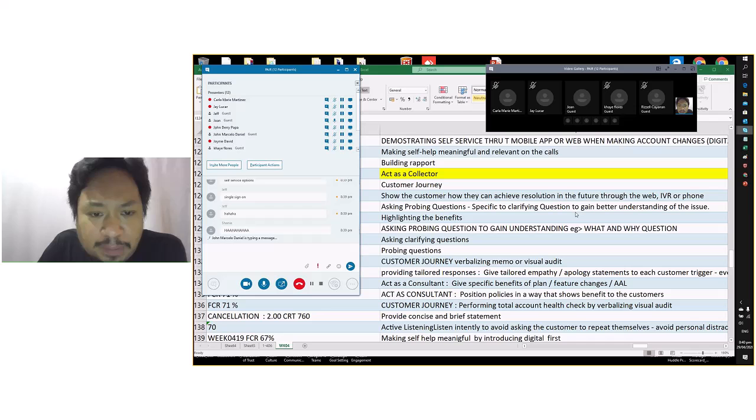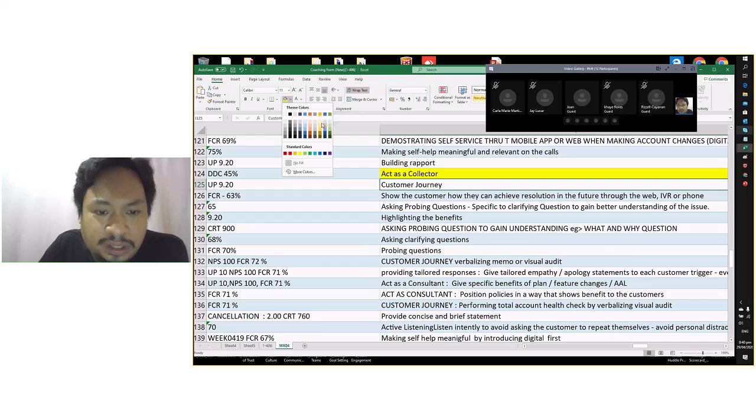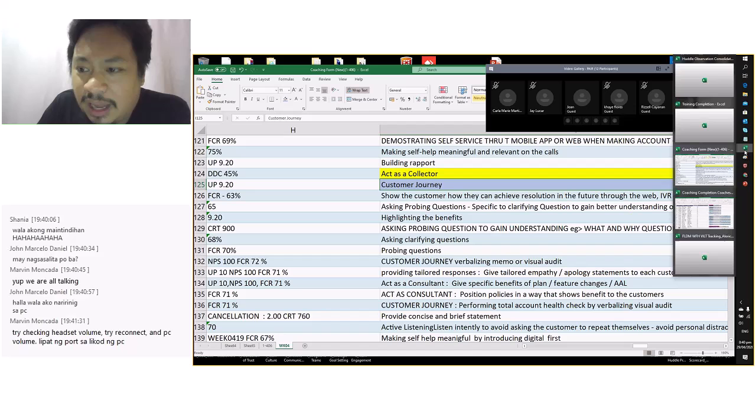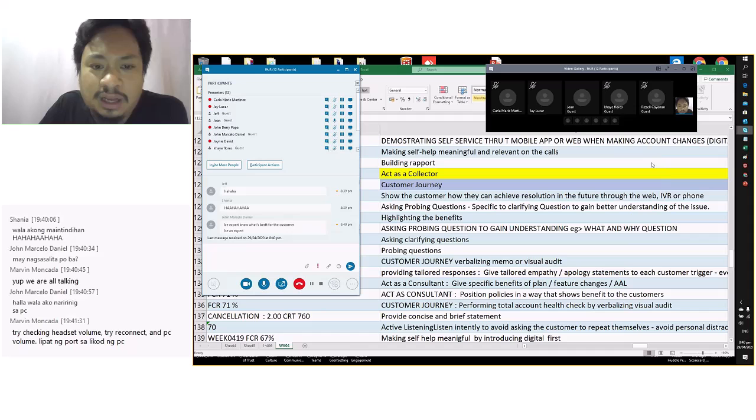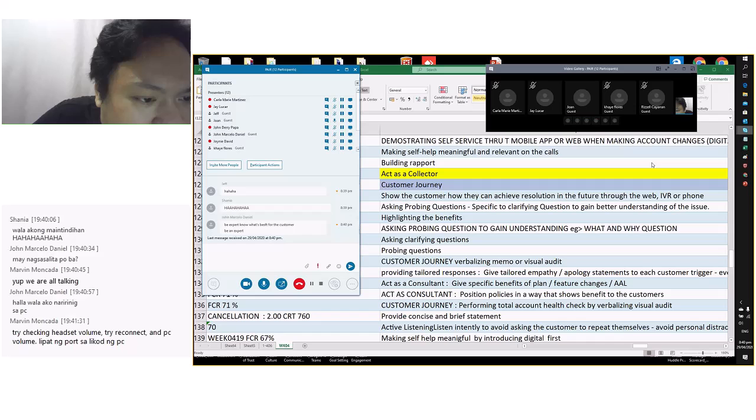For example, this one, customer journey. This is supposedly a behavior. So what are we going to do with customer journey? How is this an action word? Remember in the discussion, we need to know what to do, what the expert should do. So what they want to do here is customer journey. How is this an action word? Be expert, know what benefits the customer.